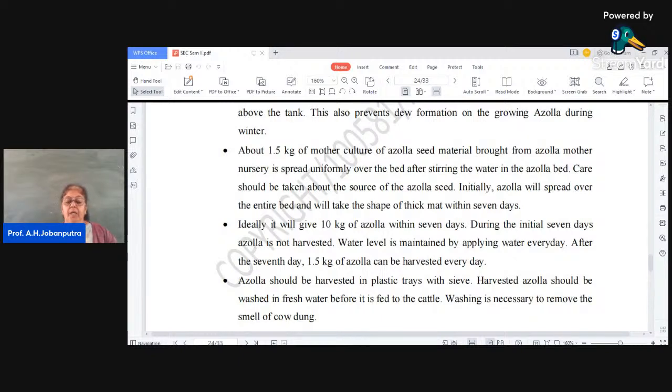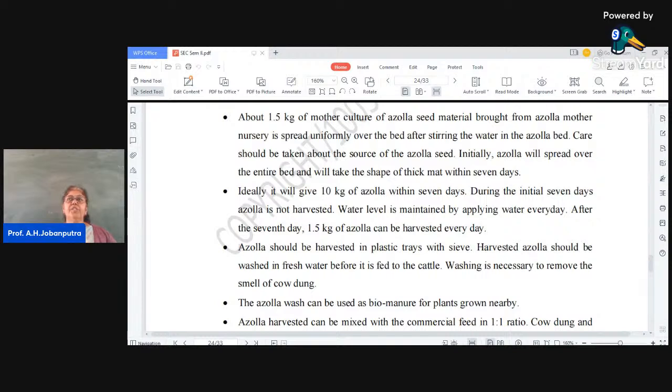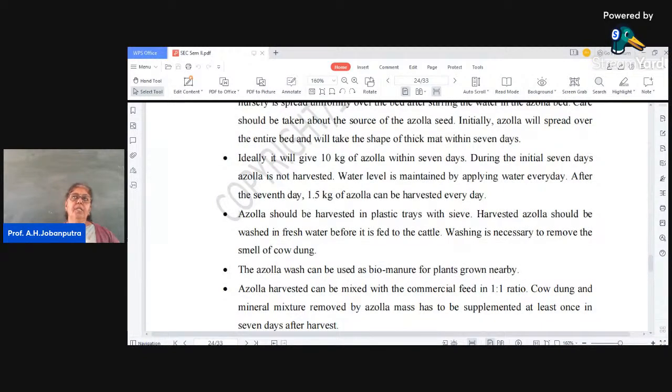शकता. You can harvest this Azolla in plastic trays on which the sieve गाळणी ठेवलेली असेल त्या प्लास्टिक ट्रेस मध्ये तुम्ही त्याला टाकायचं, म्हणजे पाणी परत गळून जाईल त्याच्यातनं आणि वरती फक्त Azolla राहील. You have to wash these Azolla leaves 2 to 3 times, because it has the smell of cow dung. We are adding cow dung in the pond, so that is why it will have that smell of cow dung. If you wash it, it can be smell free.